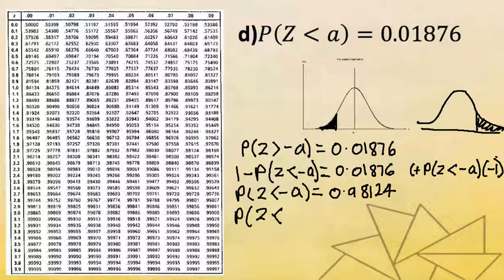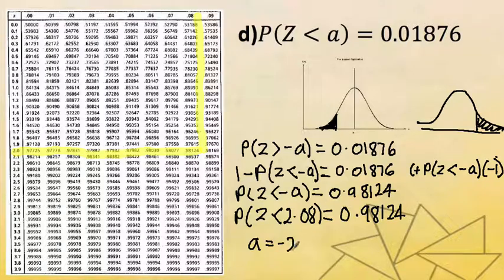So now I could just read this from the table, probability z less than, so let's find this value. I'm looking for 0.98124, so the 9 eighths, here's my 9 eighths, and I'm looking for 124, so here we go, here's my 124. So coming across, I get 2.0, coming up, I get 2.08. So probability z is less than 2.08 is 0.98124. And so a, remember to take the negative value, a is minus 2.08.